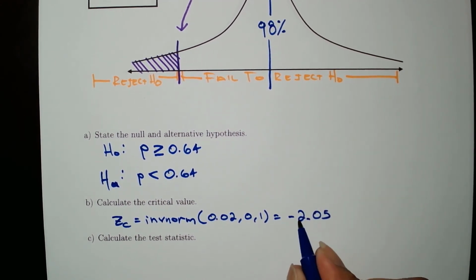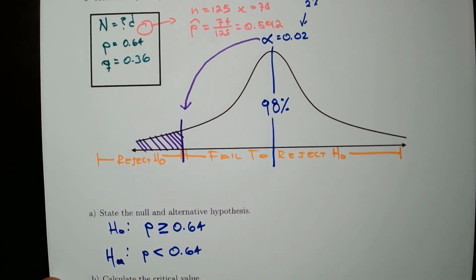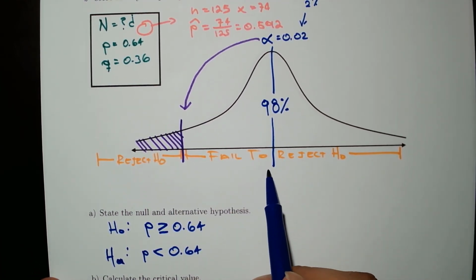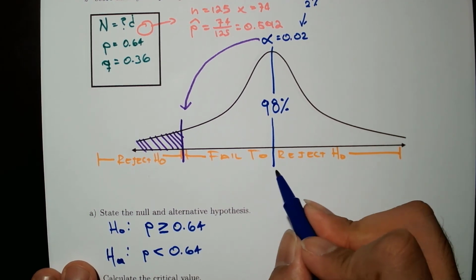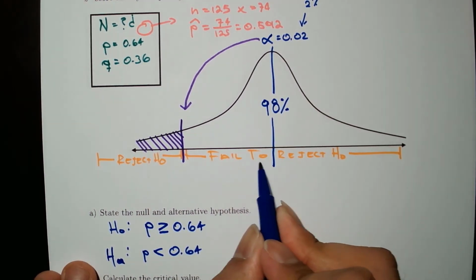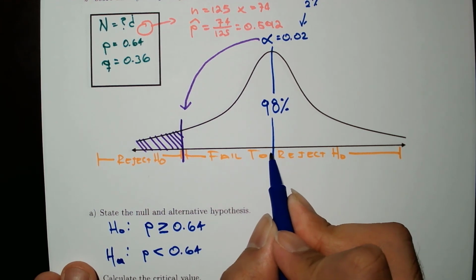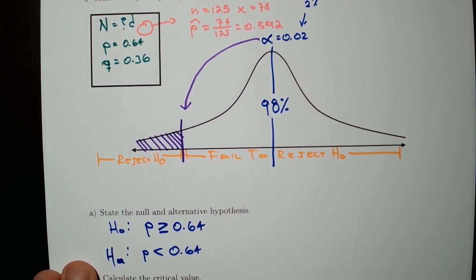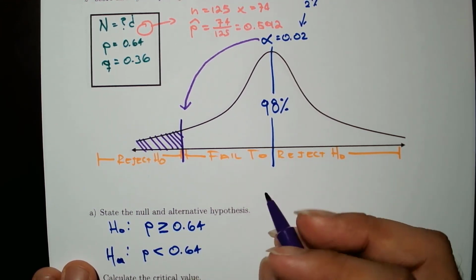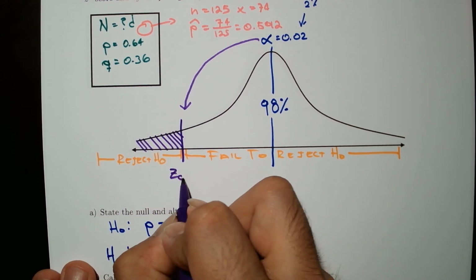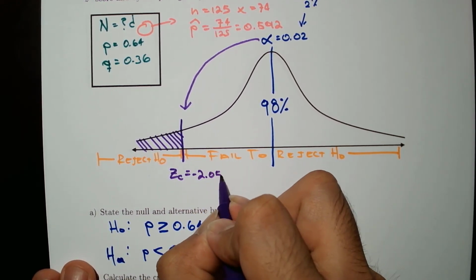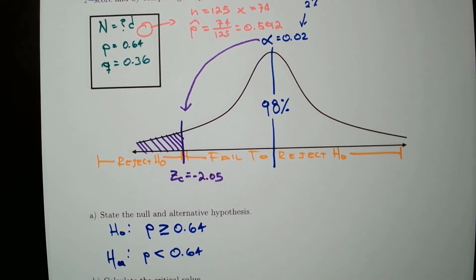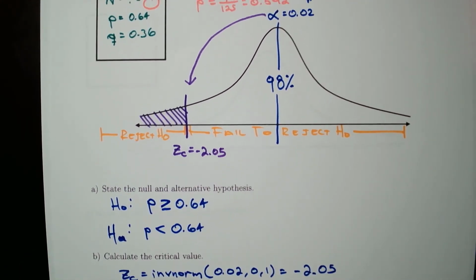And it makes sense to get a negative number because look at the side. If this is 0, the mean is 0, the standard deviation is 1, we're right in the middle. Everything over here is negative, everything over there is positive. So our Z critical equals negative 2.05. All right, let's calculate the test statistic here.